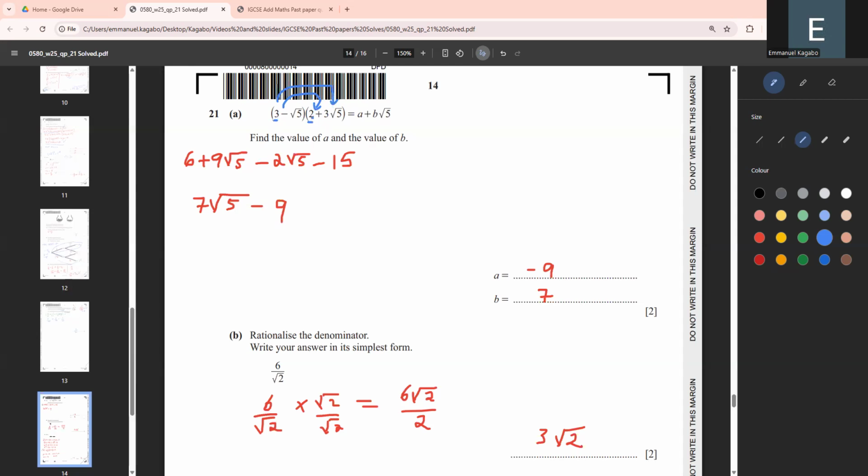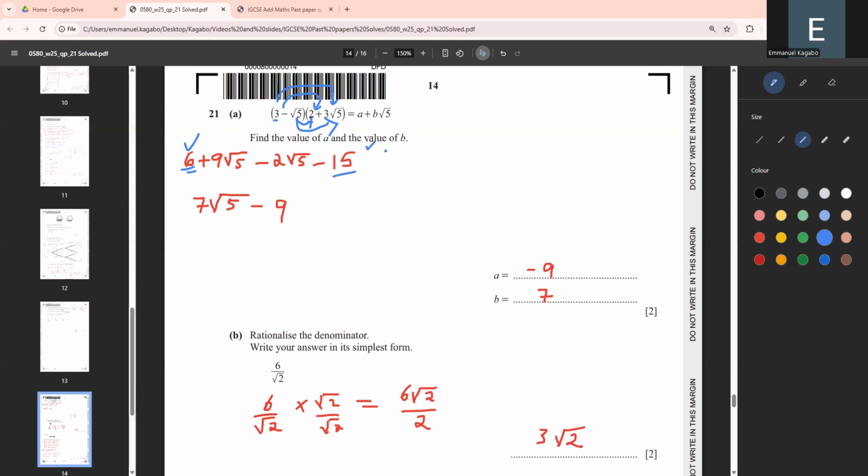So 3 times this gives me 6. This times that gives me 9 square root of 5. What about this times that will be minus 2 square root of 5? I've done this, guys. What about here? Then will give me square root of 5 times square root of 5 is 5 times 3 gives me minus 15. Now this and this will give me minus 9. You understand this?